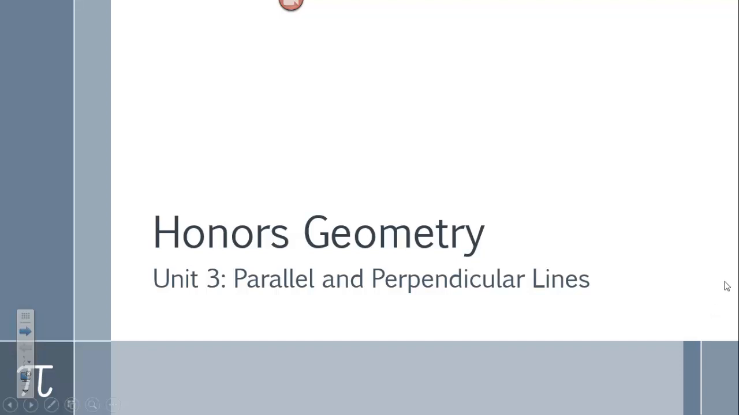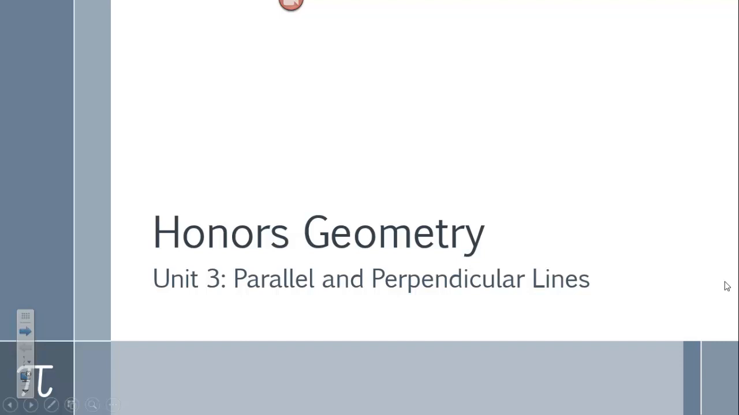Welcome back to the start of a new unit. In this unit, we'll be studying parallel and perpendicular lines in more depth. We'll start with some algebra applications of parallel and perpendicular lines, and then we'll do some proofs. And then toward the end of the unit, we're going to make some connections with what we learned in algebra last year, parallel and perpendicular lines on a coordinate plane.